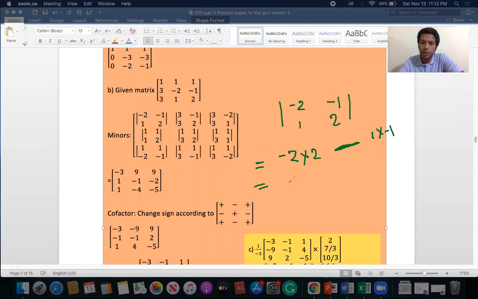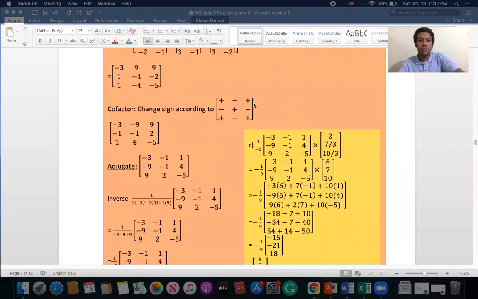So what do we have here? We have minus 4, then minus 1 into minus 1 means plus 1. So we have minus 4 plus 1, which is minus 3. This minus 3 comes here. Similarly, 3 into 2 means 6, minus 3 into minus 1 means minus minus, which is plus 3. So 6 plus 3 equals 9. This way you get all these numbers here.